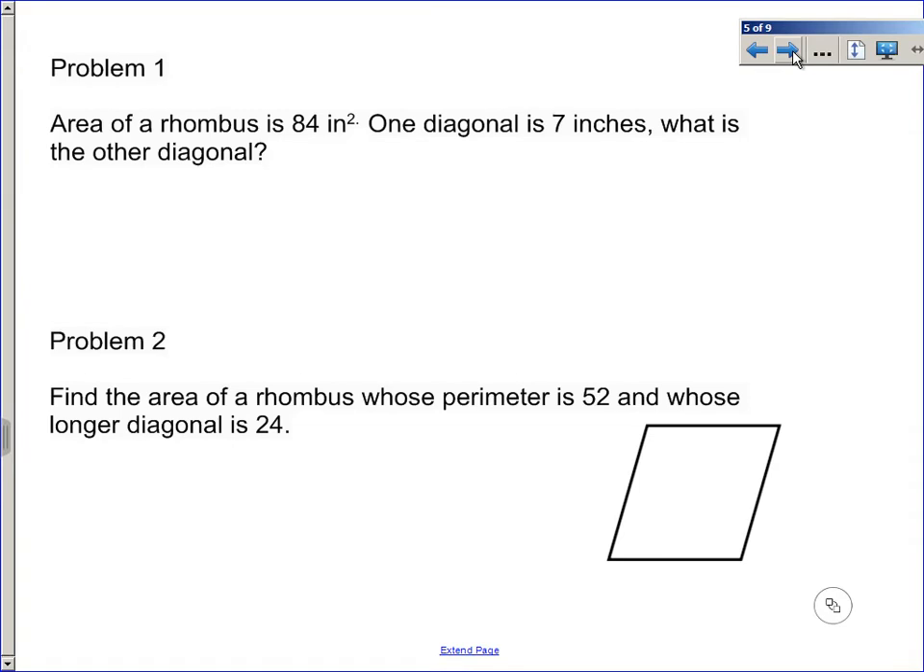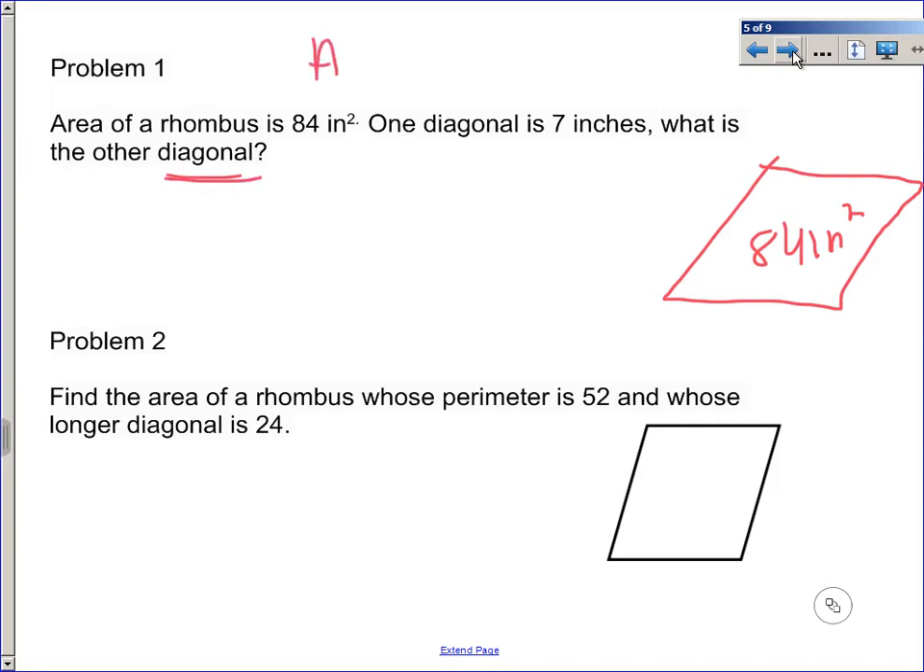Okay, so now we're going to do problem number 1. The area of a rhombus is 84 inches squared. So if I have a rhombus, the area here is 84 inches squared. One diagonal is 7 inches. What is the other diagonal? Since they're referencing diagonals, they must be using this formula, diagonal 1 times diagonal 2.